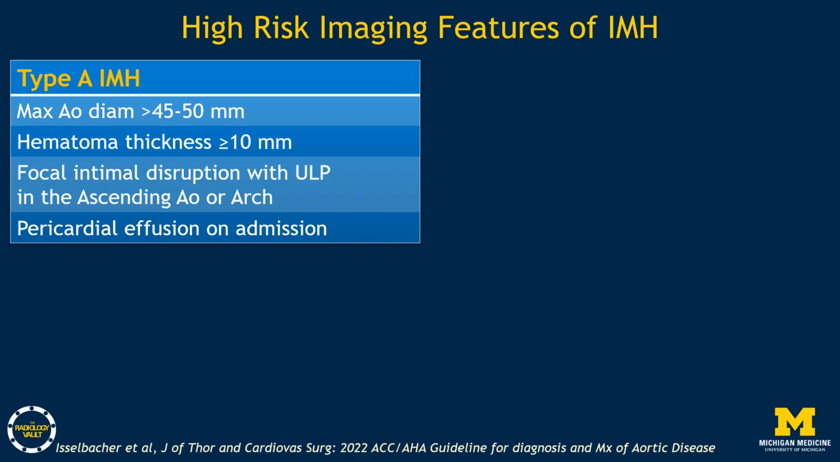When we look for high-risk imaging features with type A acute intramural hematoma, these include a hematoma thickness of 10 millimeters or more, a maximum ascending aortic diameter of greater than 45 millimeters, a focal intimal disruption with an ulcer-like projection in the ascending aorta or arch, and the presence of a pericardial effusion on admission.